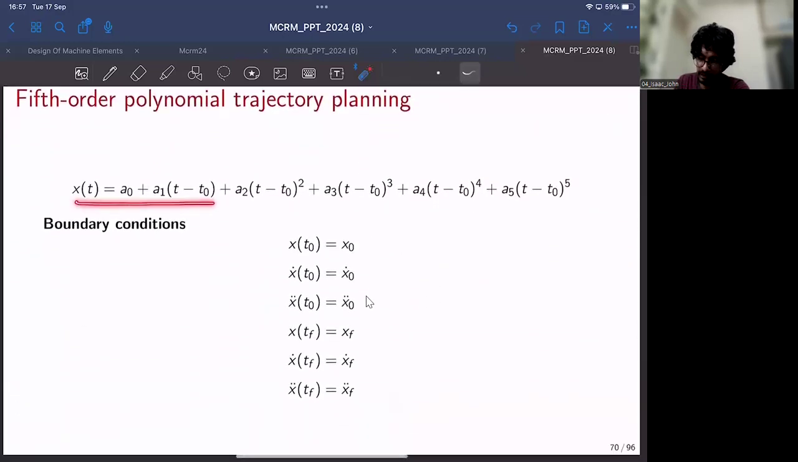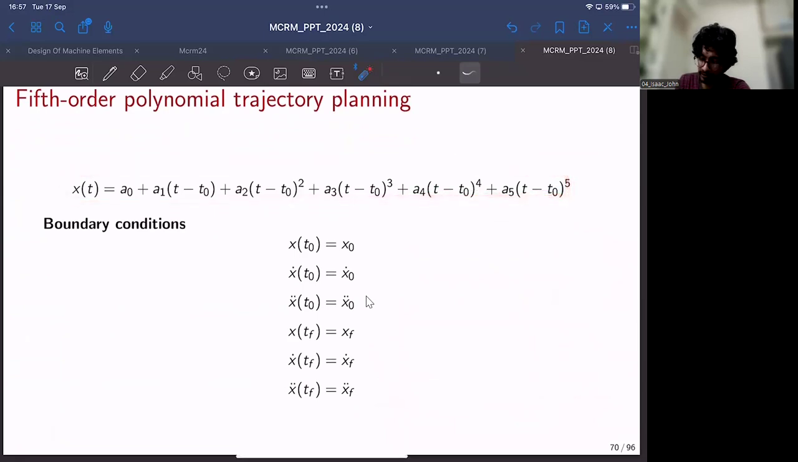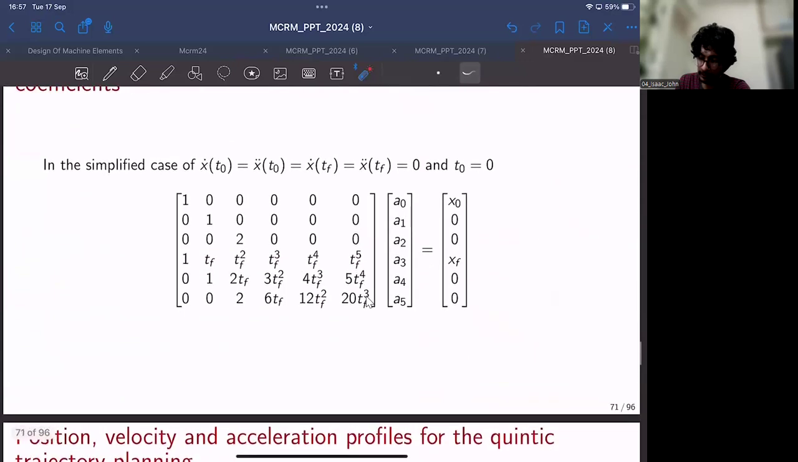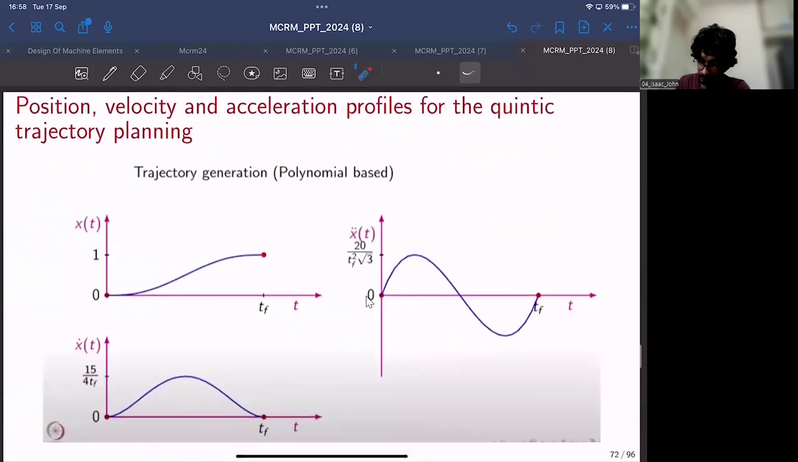So just like we have seen the third order polynomial, we have this fifth order polynomial, and we have 6 boundary conditions. If you solve all these 6 boundary conditions simultaneously, you will be able to obtain all these coefficients. If you take this matrix and multiply its inverse with this vector, you will be able to obtain all the coefficients. And this is the profile for this quintic polynomial, the 5th order polynomial.